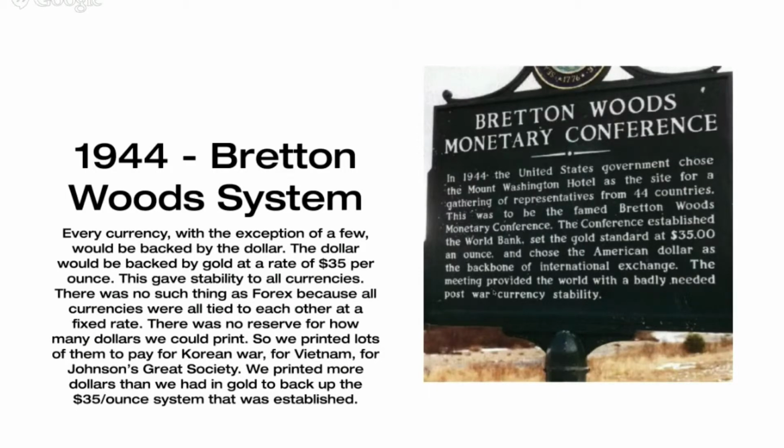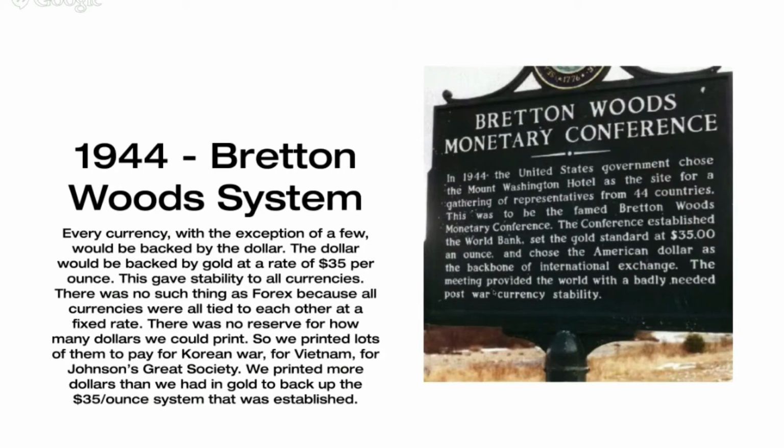So there was no reserve for how many dollars we could print, though, which is, I think, part of the reason the whole system failed. But anyways, we printed lots and lots of dollars, way more dollars than we had gold to honor that $35 per ounce. So we could pay for things like the Korean War, for Vietnam, for Johnson's Great Society.